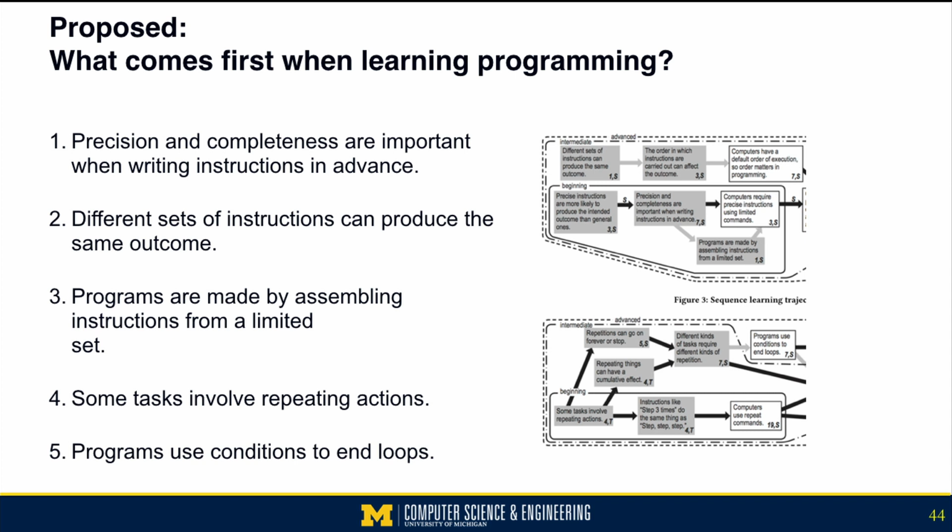So things like precision and completeness are important when writing instructions in advance. The idea that different sets of instructions can actually produce the exact same outcome. I'm going to guess that computer scientists looking at this will say, well, of course, if you don't understand this, you can't learn the rest of programming. But this is only the beginning. I mean, this is a critical first step. I'm going to suggest that actually these five might be a superset.